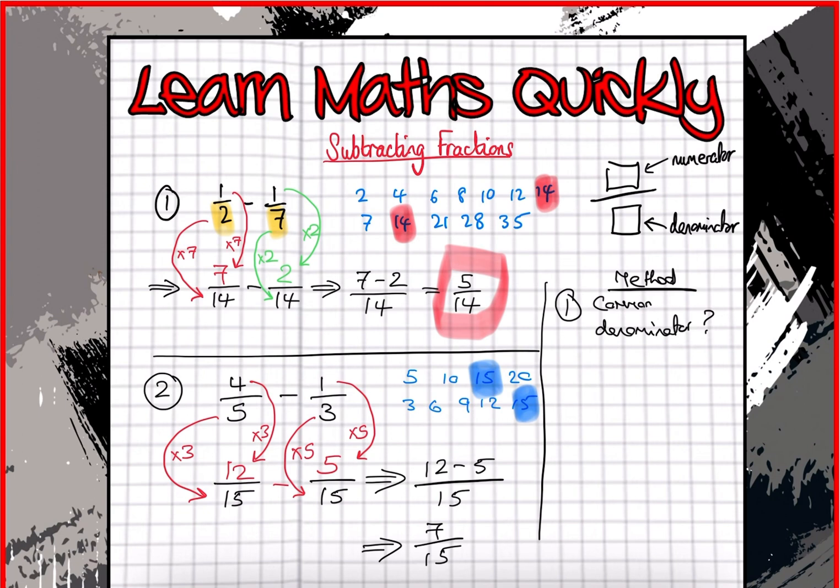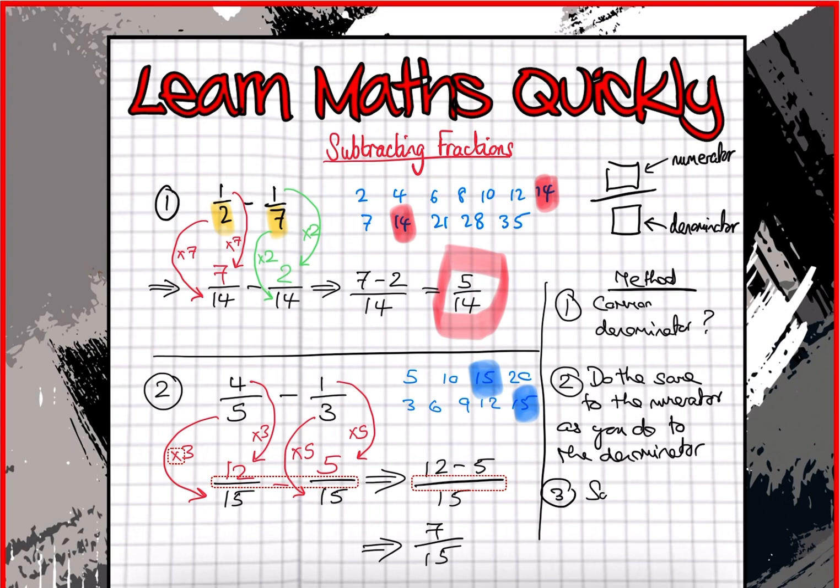Now I haven't added to my method here, which I'll do now. So the first step was find your common denominator. Your second step was do the same to the numerator as you do to the denominator. And then the last thing we do is we subtract our numerators. Sorry about the handwriting there. And then sometimes you'll be able to simplify. In these two cases, we can't.